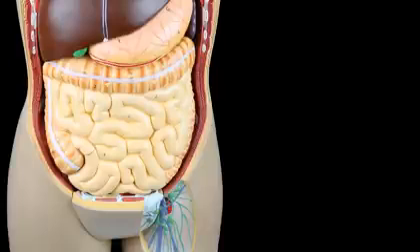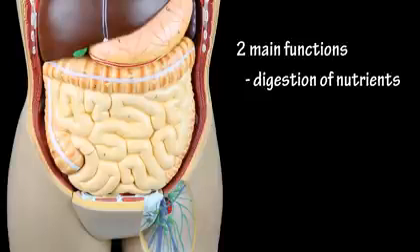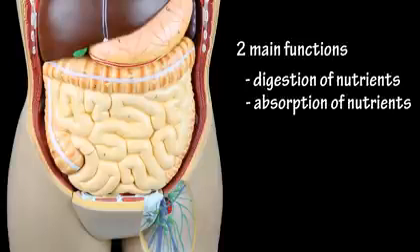The small intestine has 2 important functions: digestion of nutrients and absorption of nutrients. The tremendous amount of surface area of this organ makes it perfect for this. I will cover in depth the process of digestion and absorption of all the different types of nutrients in future videos. And that's the basics on the structure and functions of the small intestine.